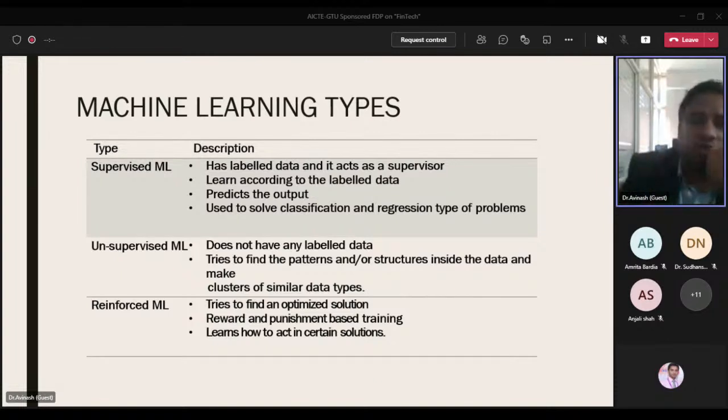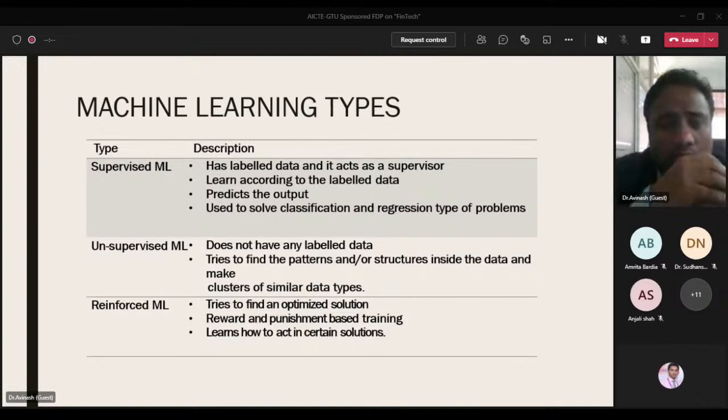Then the unsupervised machine learning approaches do not have any labeled data, and they try to find out the patterns or structures inside the data and make clusters of similar data types. Then the reinforcement machine learning tries to find and optimize solutions. It uses reward and punishment based on the training, and it also helps to learn how to act in a certain situation. So these are the various machine learning types.